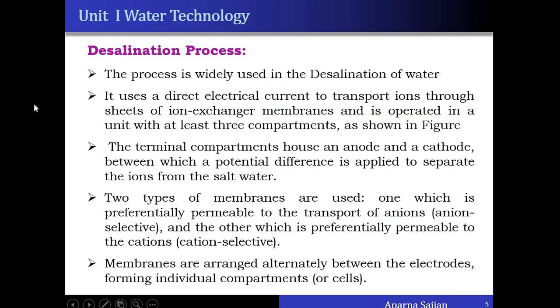The same desalination process, we will explain it here. Direct electric current is used for the transport of ions through ion exchange membranes. The terminal compartment houses an anode and a cathode. Already it has been shown in the figure. So when potential is applied, separation of ions takes place from the salt water, and these ions can pass through ion selective membranes. So two types of membranes are used. One is preferentially permeable for the transport of anions, and the other is preferentially permeable to the transport of cations. The cation selective membrane permits cations and the anion selective membrane permits anions. And these membranes are alternately arranged in between the electrodes.